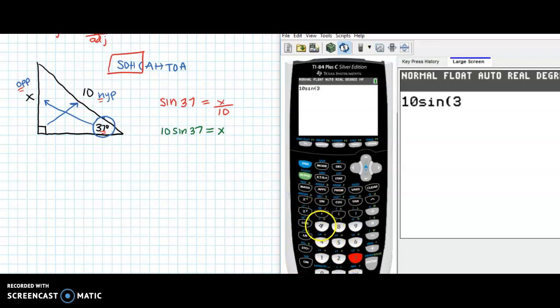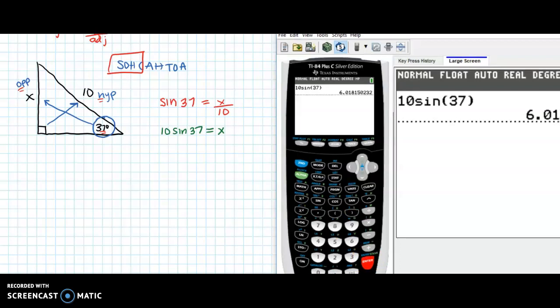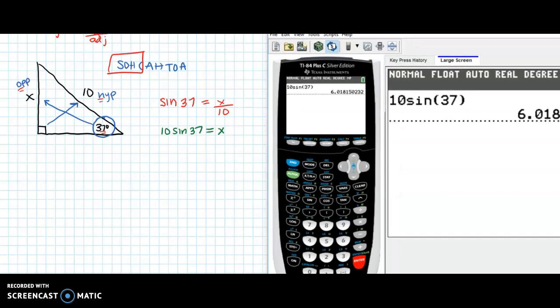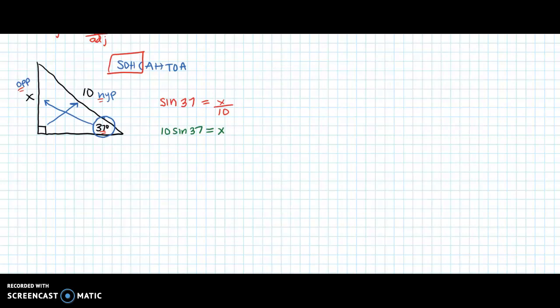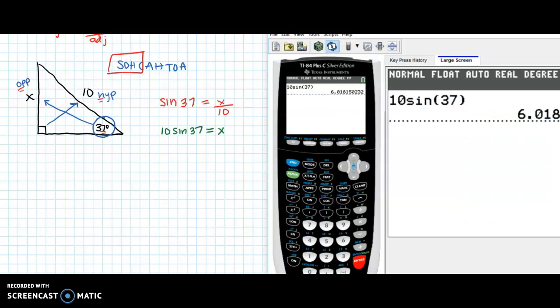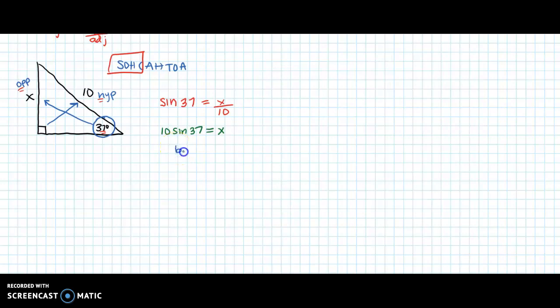And again, your angle is in degrees, so your calculator needs to be in degree mode. And then it's going to give you an answer. And this answer is probably going to be a very long, unpleasant decimal. That's fine. Just round to the nearest hundredth or tenth, whatever the directions tell you to do. So in my case, I'm going to say that x equals 6.02.